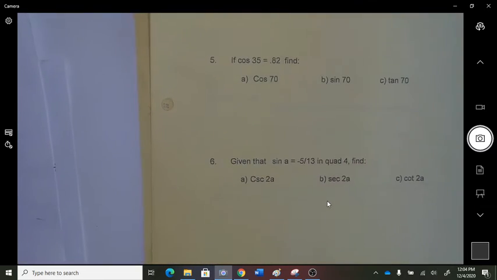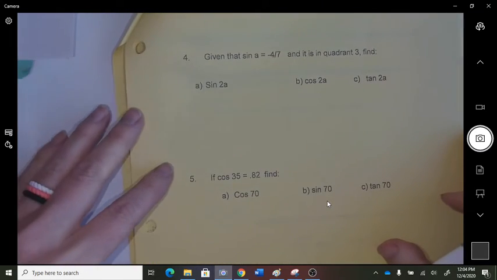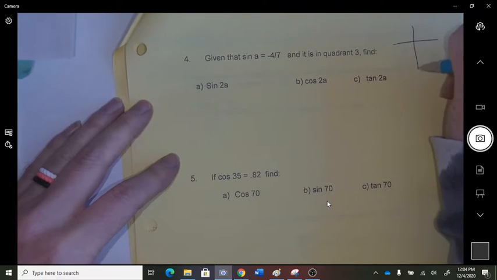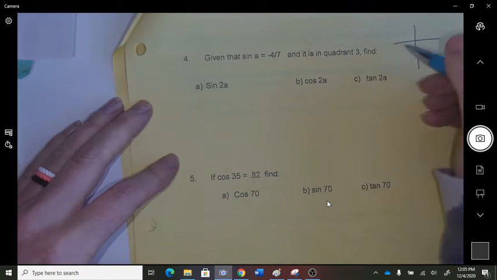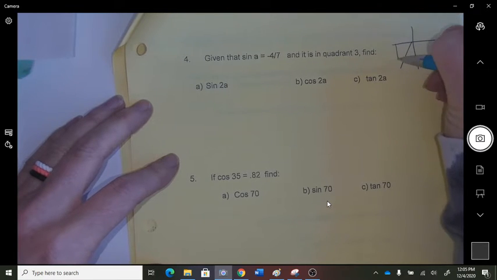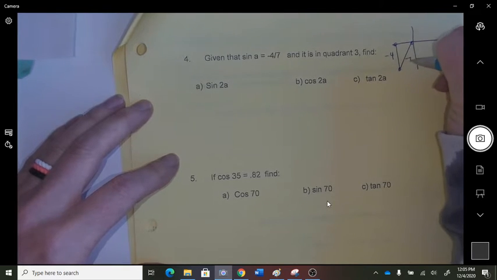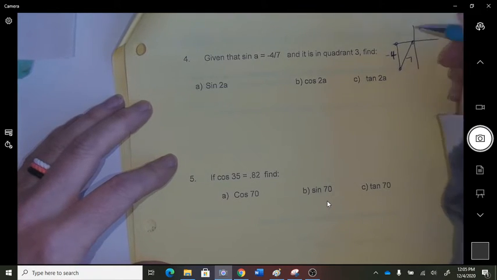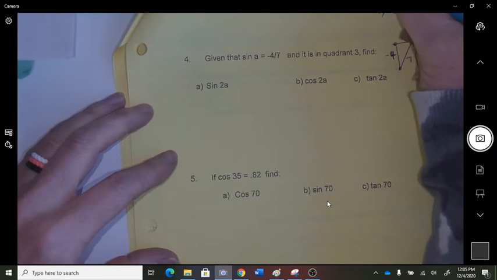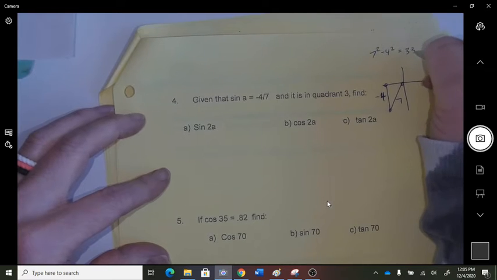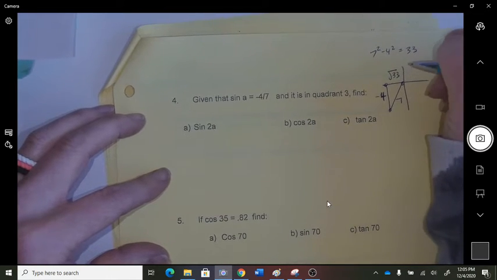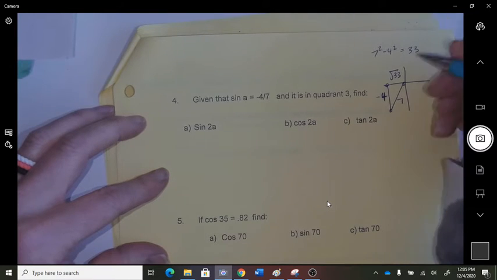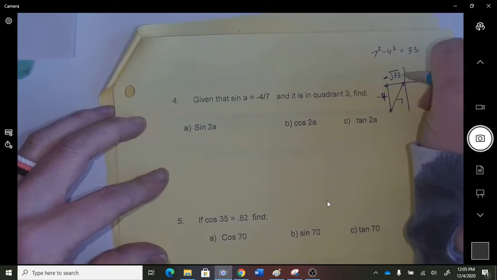Okay, next, number 4. Sine is negative, so we're in the bottoms, and it is in quadrant 3. Okay, this is negative 4, it's a y, and a 7 is an r, so this x, a squared, b squared, c squared, solving Pythagorean theorem, so 7 squared minus 4 squared, and that's 33, which doesn't root, so it's the square root of 33. I leave it because it's not exact, and we can't forget that x is negative in that quadrant.